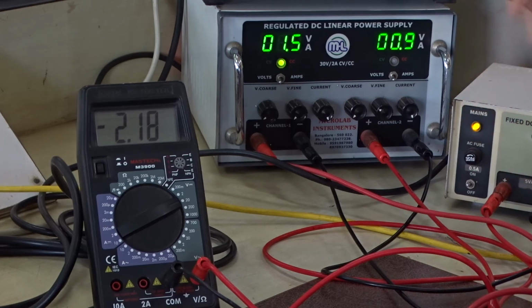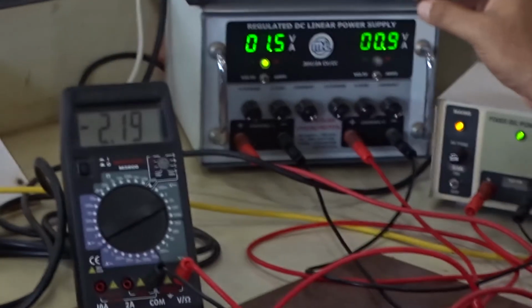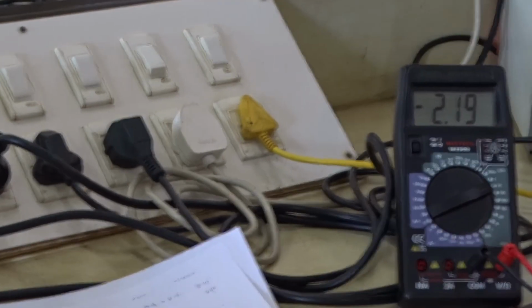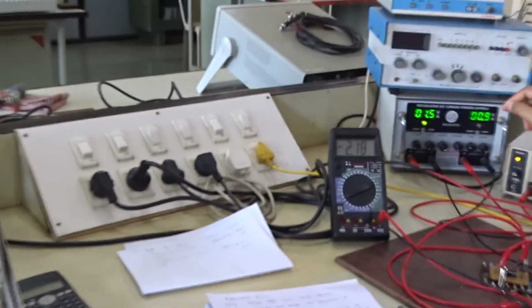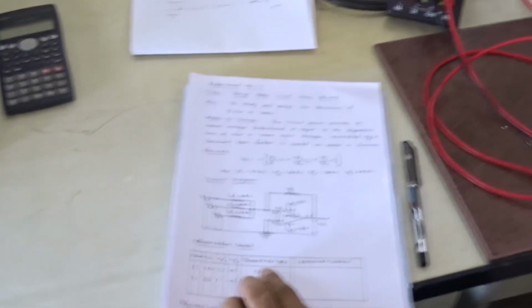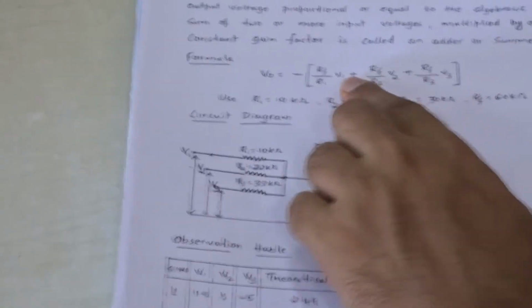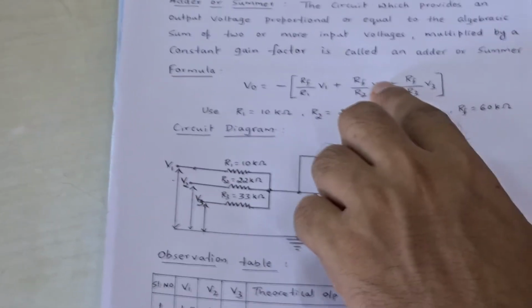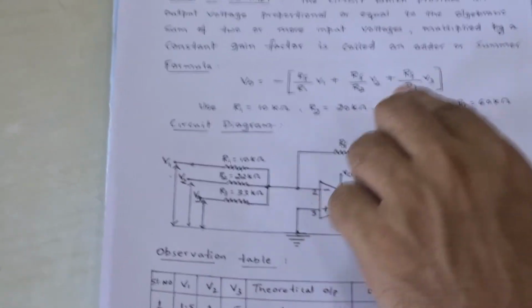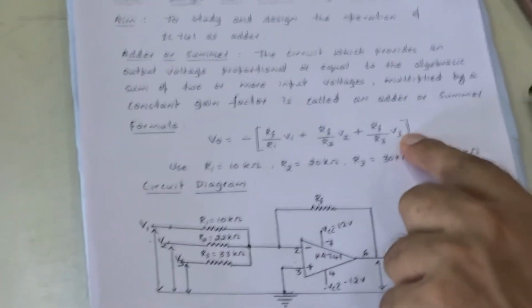Now, as I mentioned, I have given the voltages. This is the observation table. Here I wrote the voltages V1, V2 and V3, and I use this formula to calculate the output voltage. For the theoretical value, I substitute the values of resistance: Rf is 56 kilo, R1 is 10, and V1 is 1.5. Similarly, 56 divided by 22 kilo, and V2 is 1, and 56 kilo ohm divided by 33 kilo ohm, and V3 is minus 5. I will get the theoretical value as 2.49.